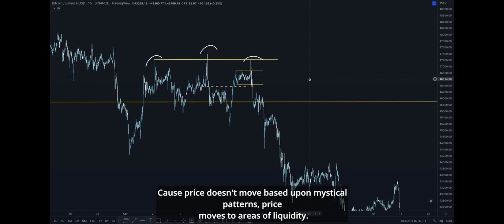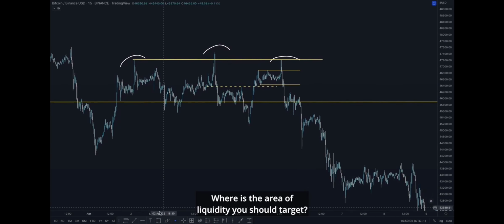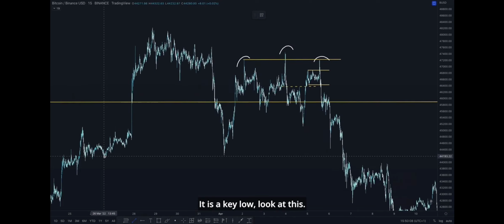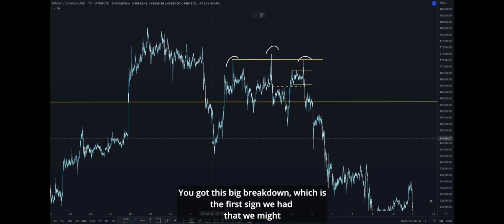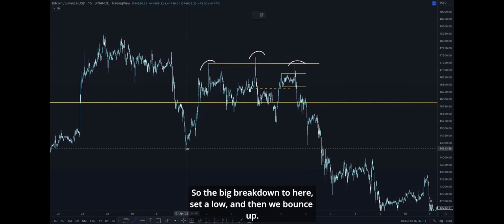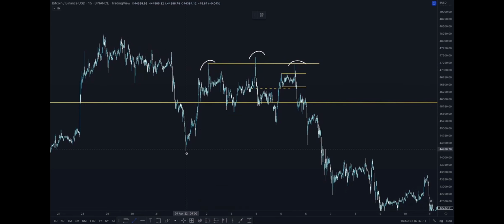Price moves to areas of liquidity. Where is the area of liquidity you should target? It is a key low. Look at this. We had this big breakdown, which is the first sign we had that we might have a potential short coming up. So the big breakdown to here set a low, and then we bounced up. Well, this is your target.